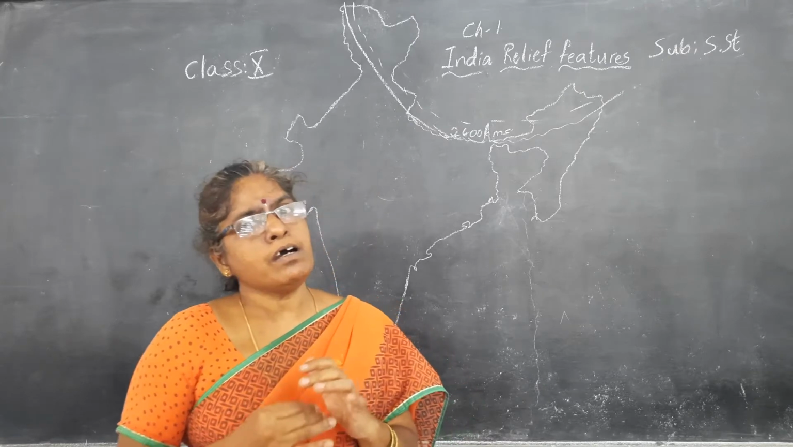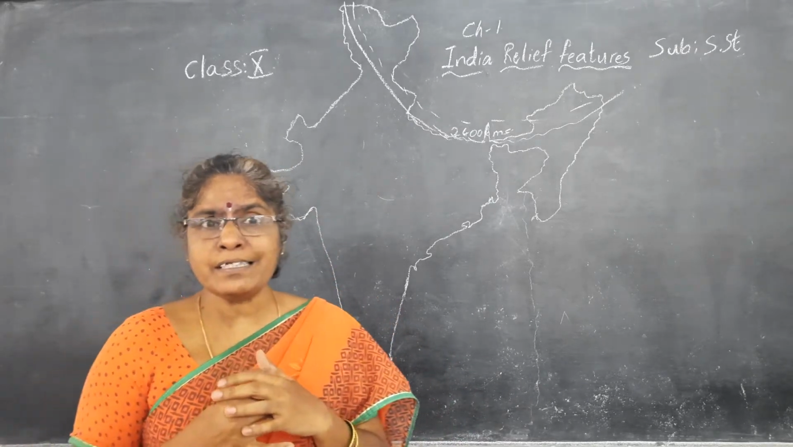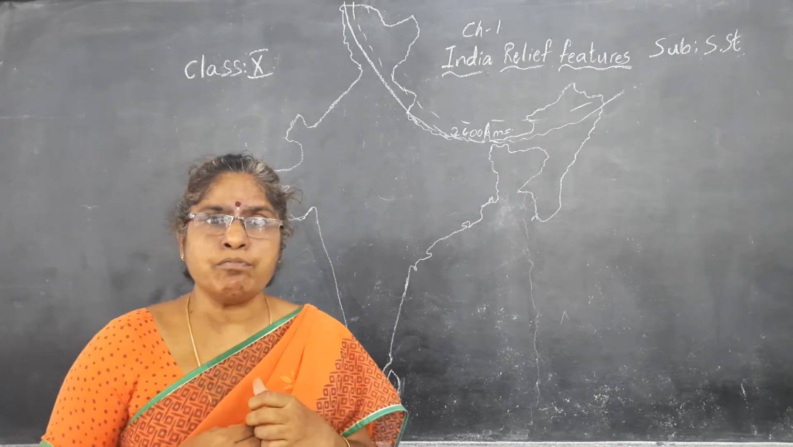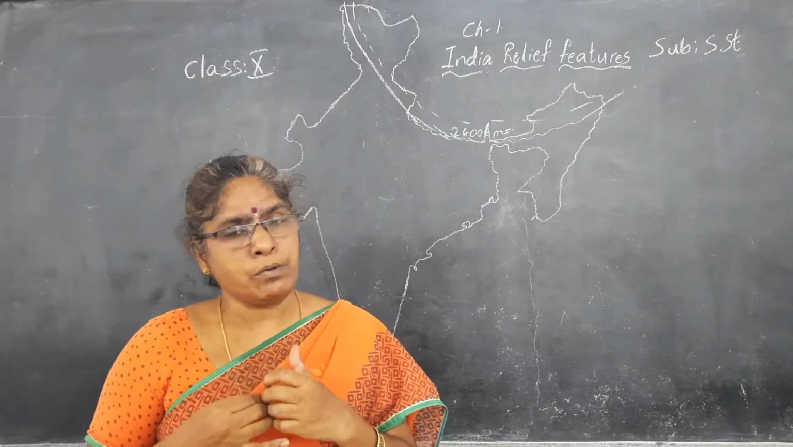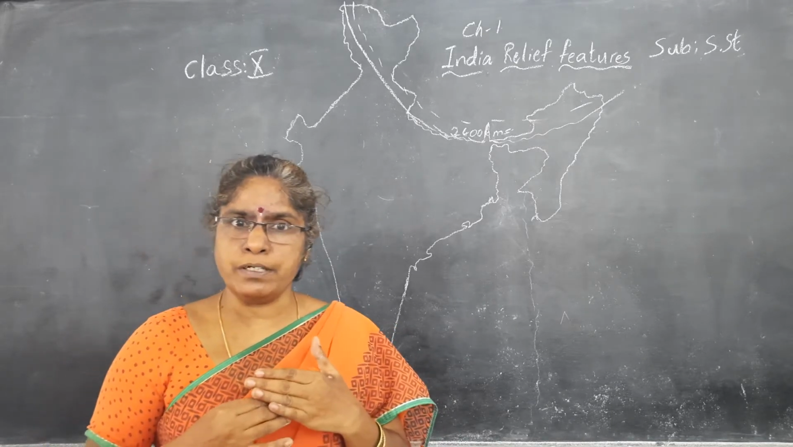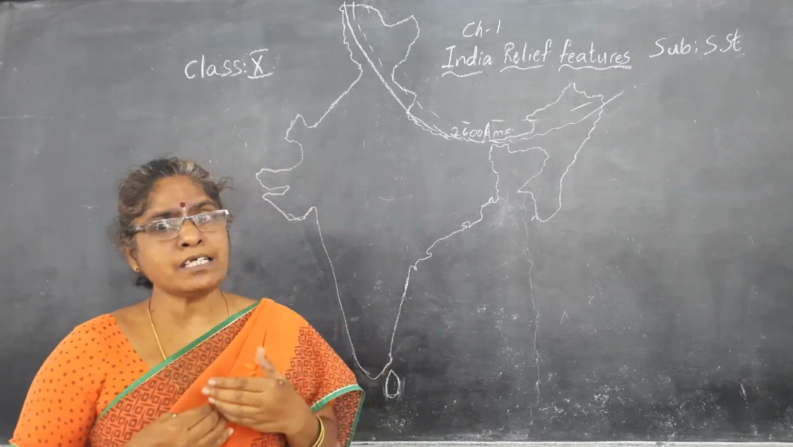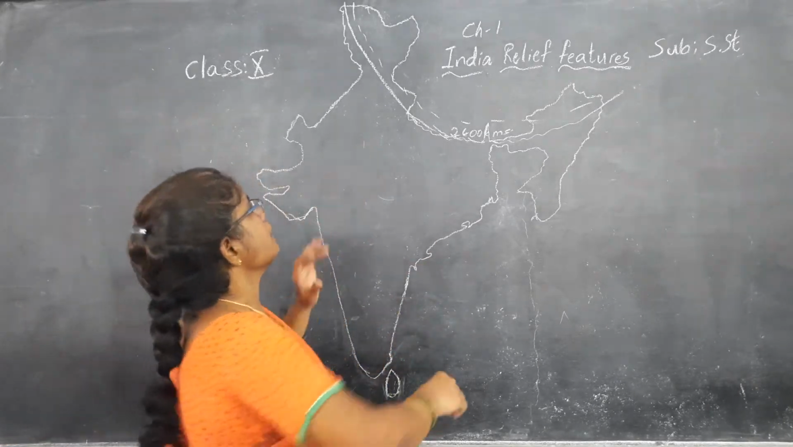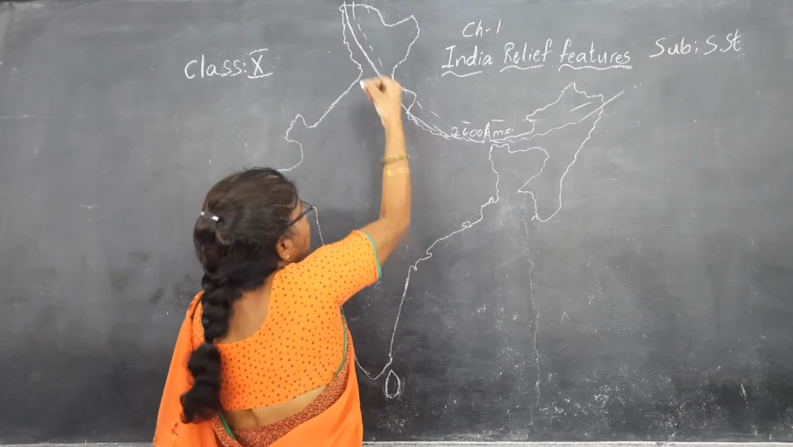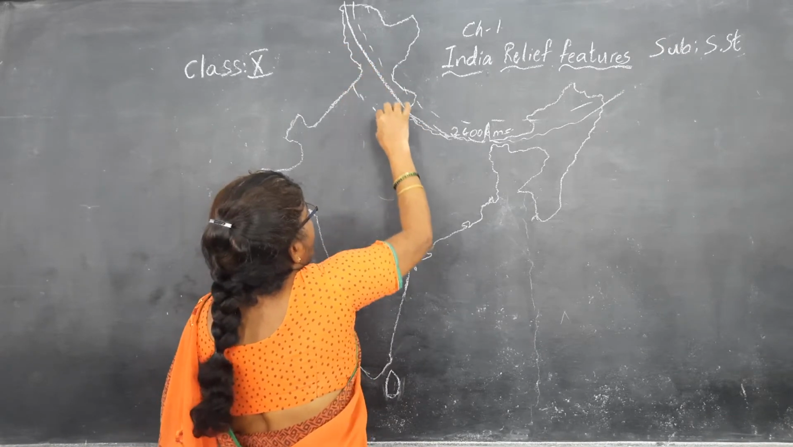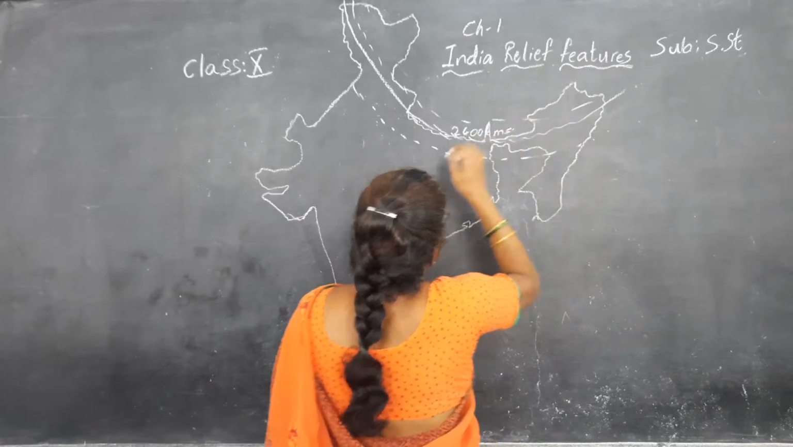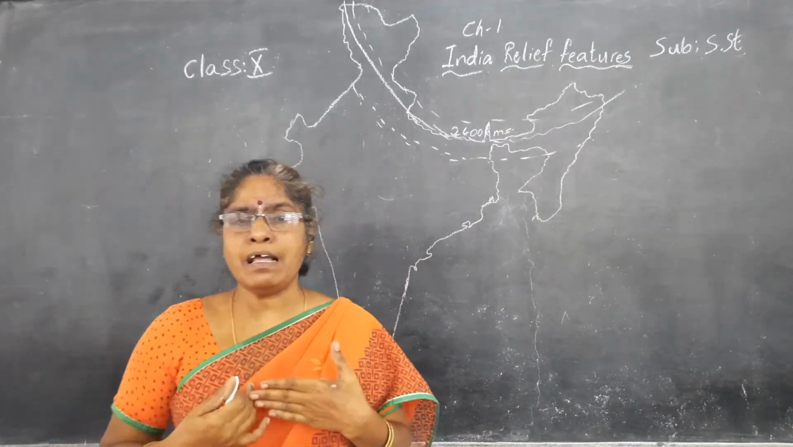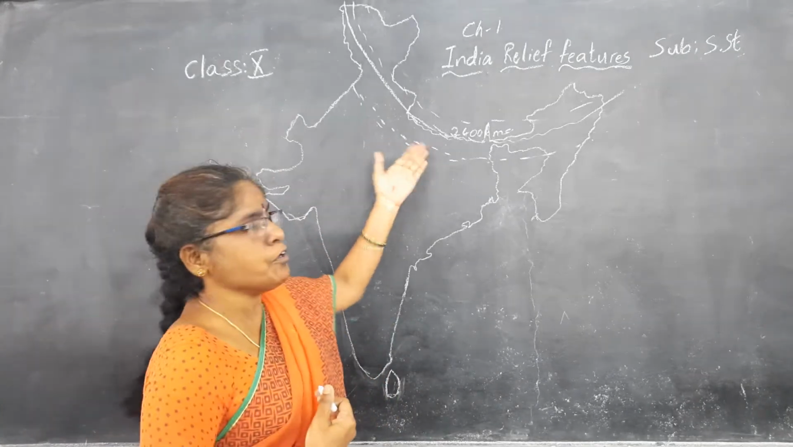And one more interesting point about Himalayas is that it is an example of young folded mountains. By the deposition of these Himalayan rivers, to the south of the Himalayas we have the Indo-Gangetic plain.